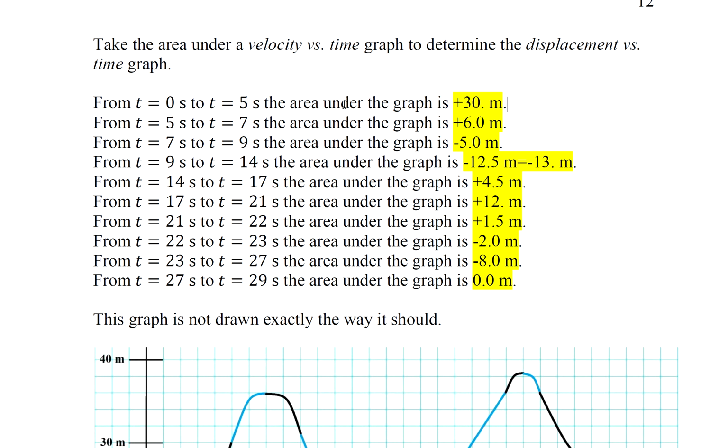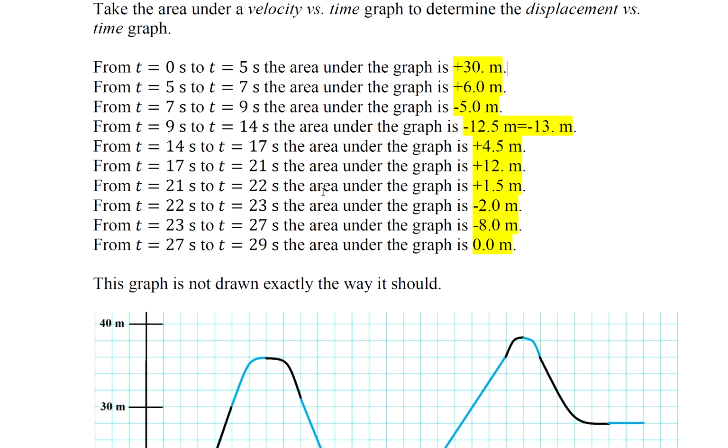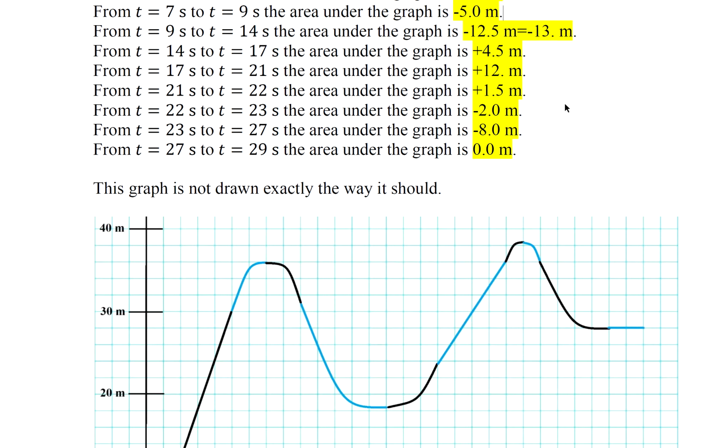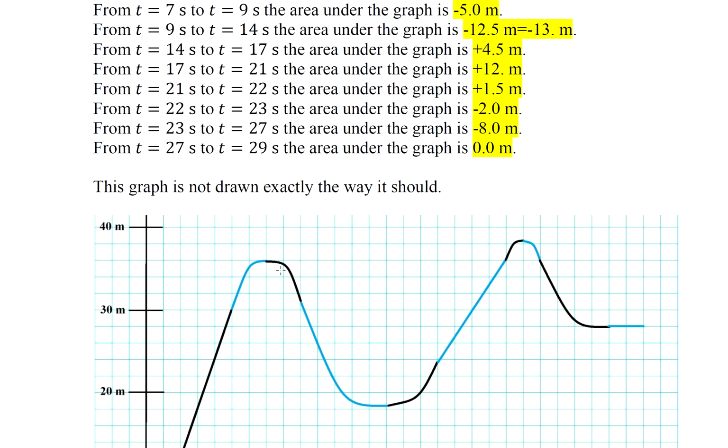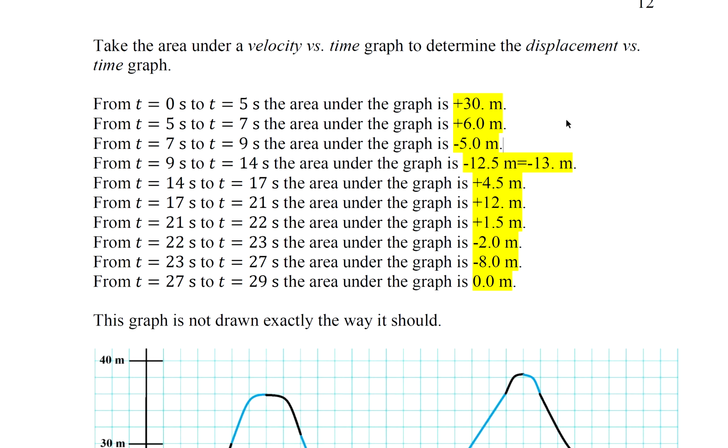And then from 5 to 7, the area under the graph is plus 6. So we should go from 30 meters to 36 meters. And then from 7 seconds to 9 seconds, the area under the graph is minus 5. So that means we should decrease our displacement by 5 meters. So you get the point. We have to take the area under the graph of the velocity versus time graph to find the displacement.